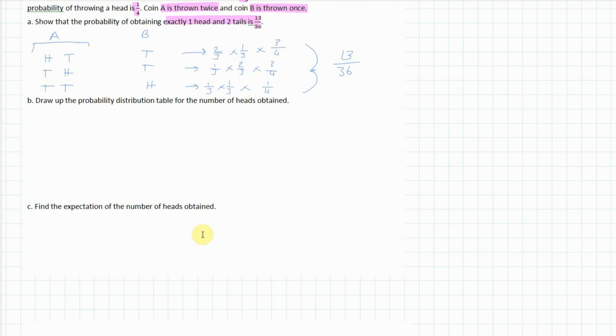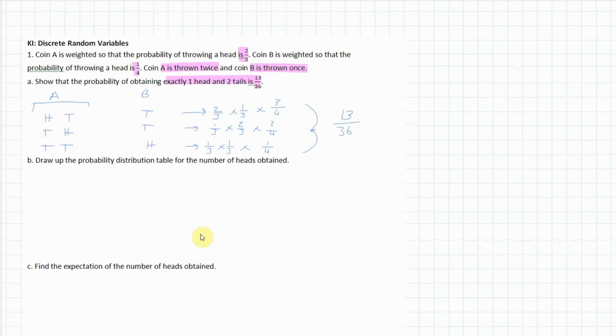Okay, we've got to draw a probability distribution table for the number of heads obtained. Okay, so you're throwing the coin 3 times. You're tossing 3 times. So you could get 0 heads, 1 head, 2 heads, or 3 heads. Those are the only options that you have, and we've got to find the probability of X being equal to x. And so this is our little table here.